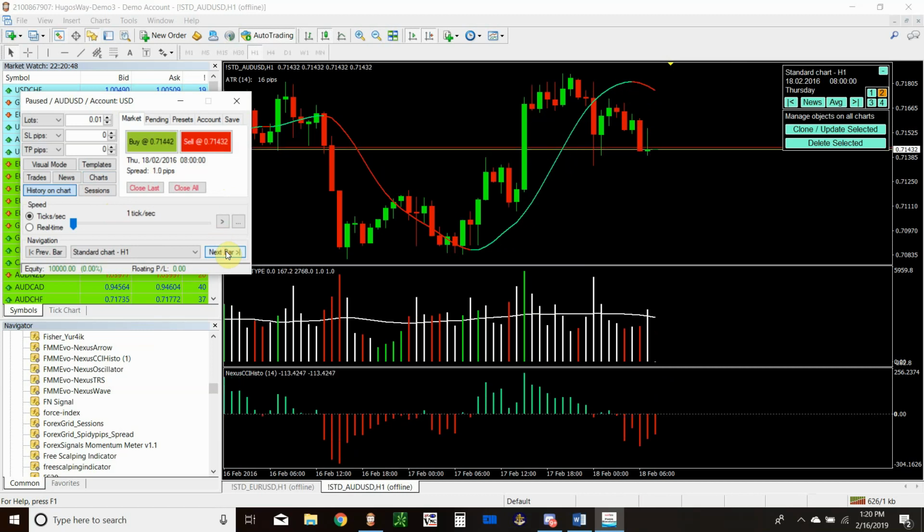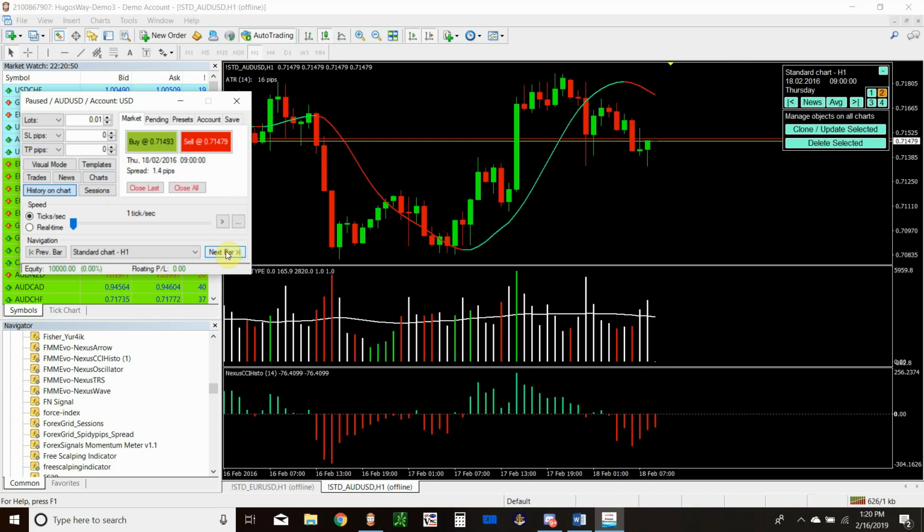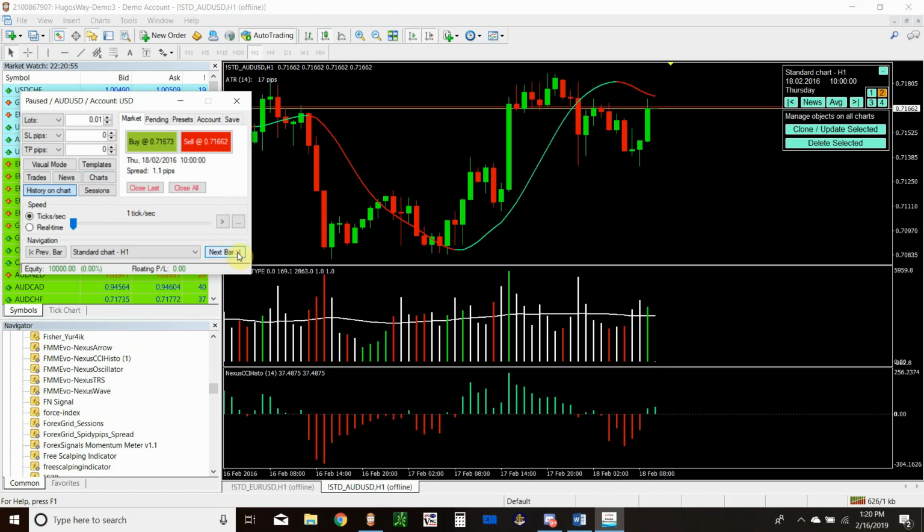There we go. So we've got white above the moving average. Again, we don't want to enter if it's white. We want to wait until it's our color. Okay, as you can see, we've got green, so our colors don't match up. We've got red here, we've got green here, and green here.